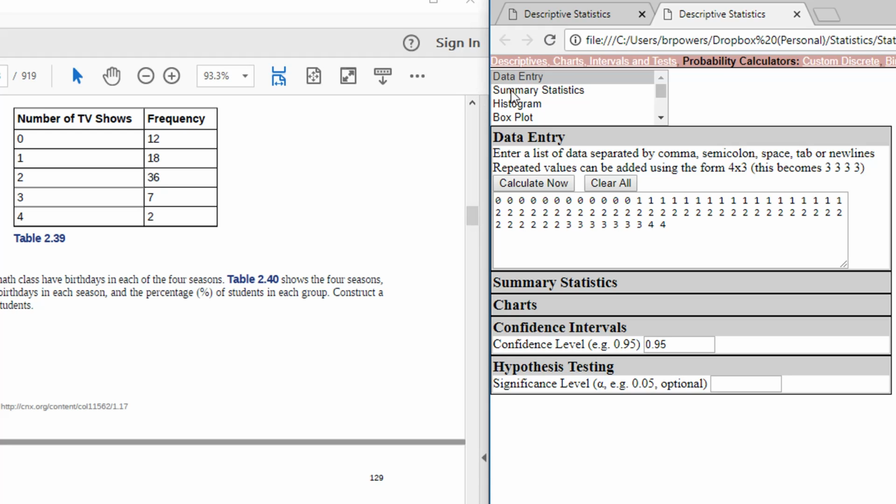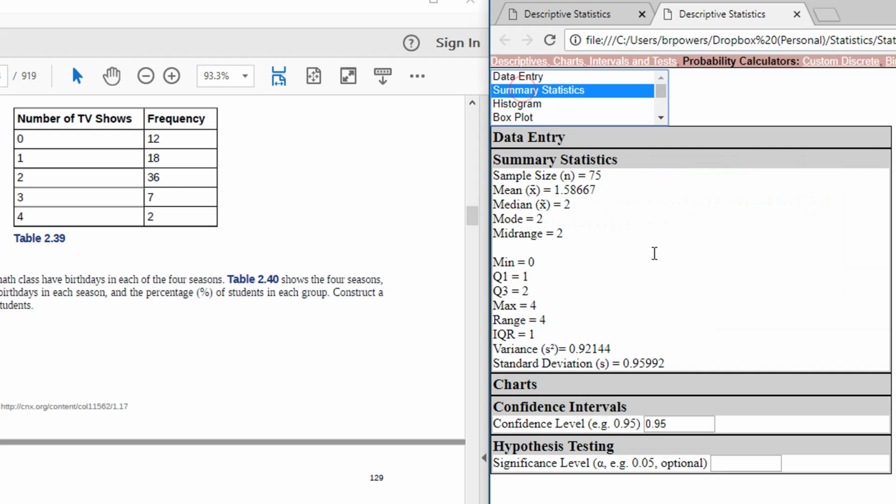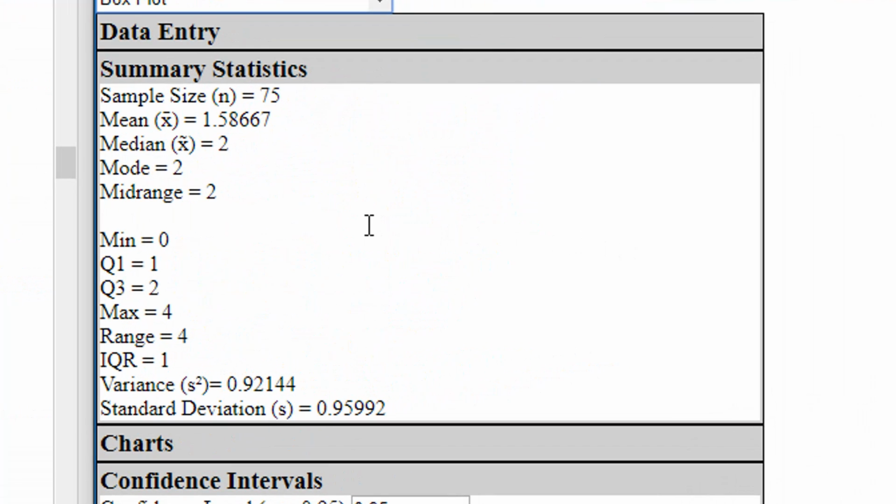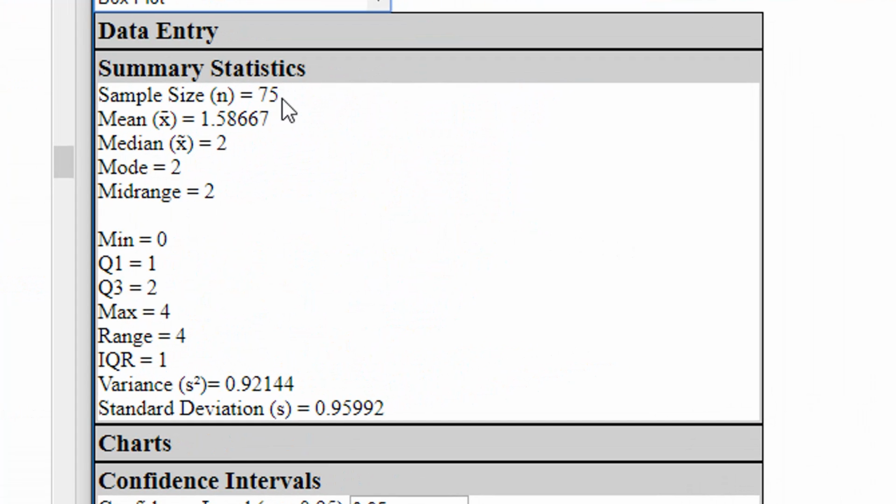Now let's first look at some summary statistics, and then we'll look at the box plot. Summary statistics tells us, first of all, there were 75 individuals in the survey. The average, the mean, this is if you added up all of their responses and divided by 75, you get 1.58. That's the average number of shows.